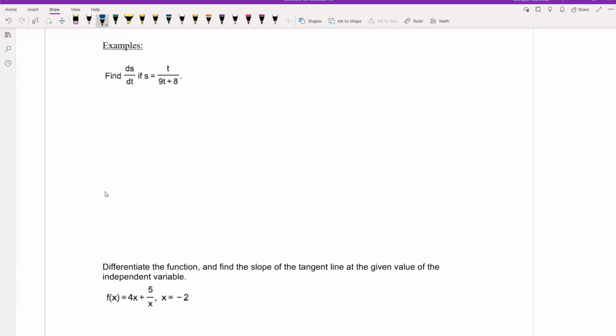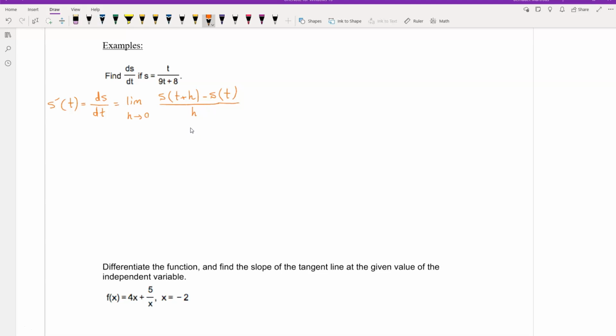Examples. Find ds divided by dt. That means we have to find s prime of t if s is equal to t divided by 9t plus 8. So we have to use this formula to find s prime of t.